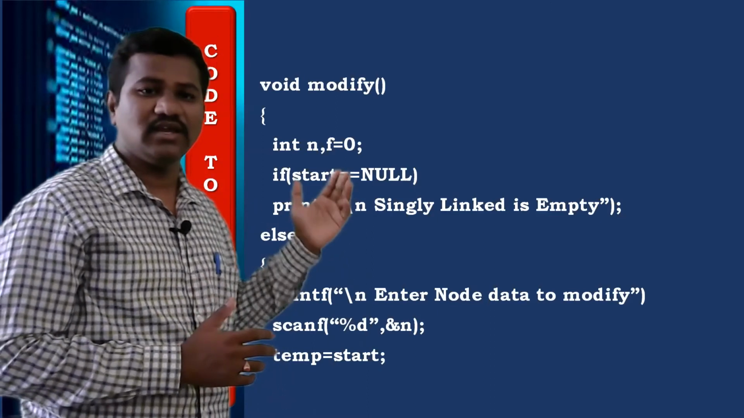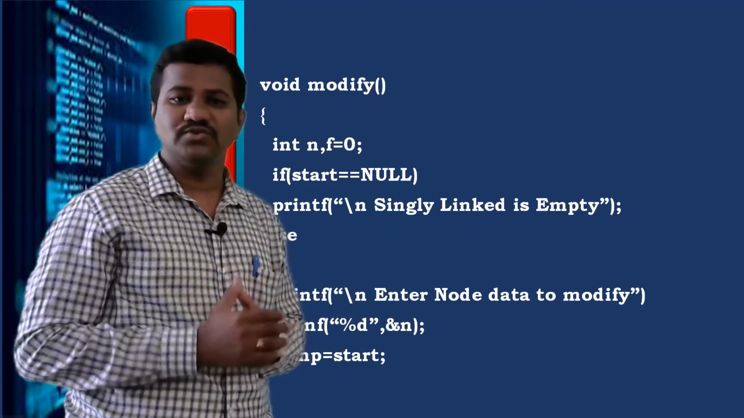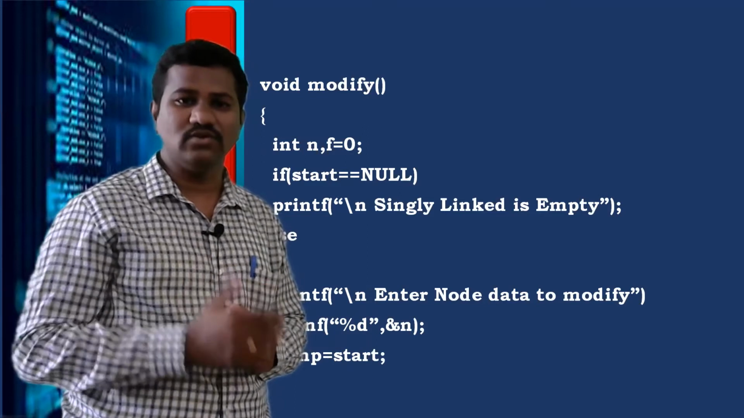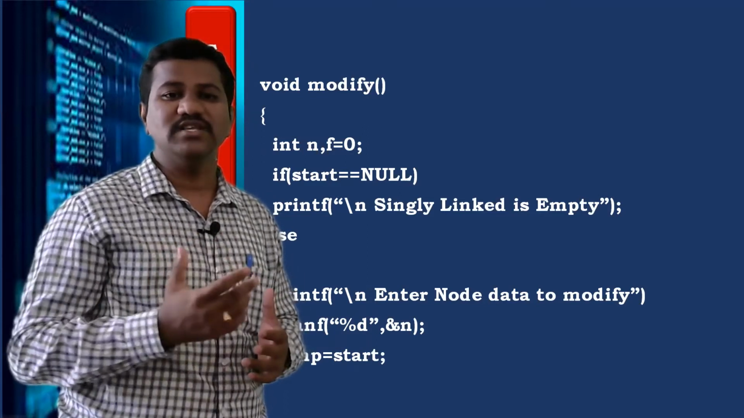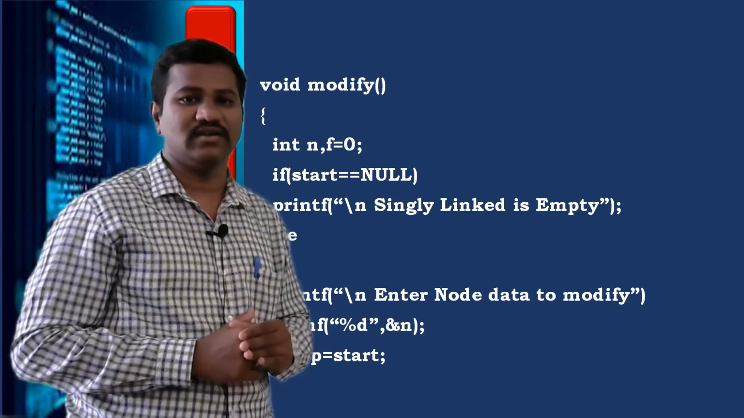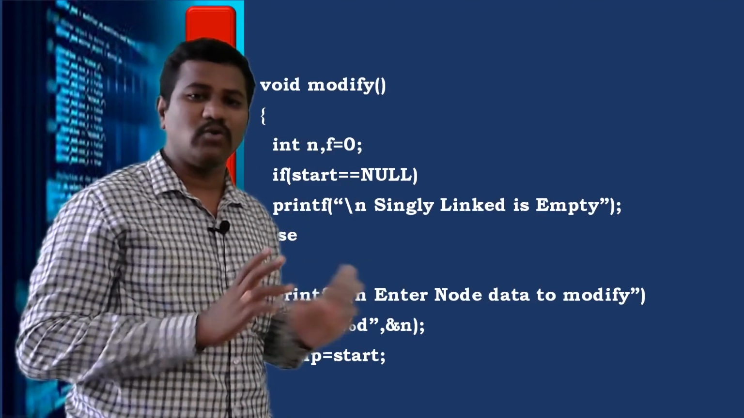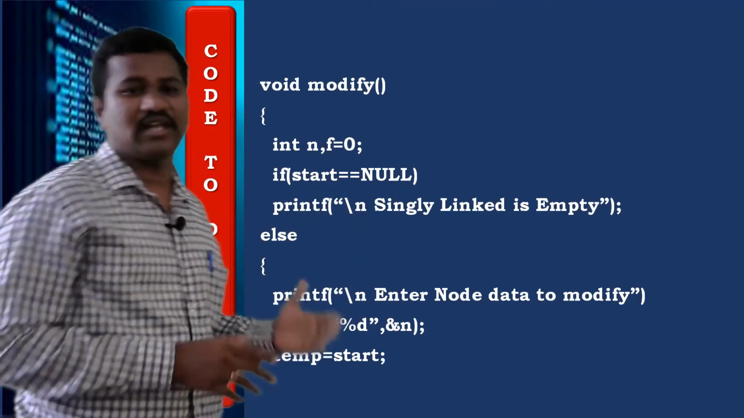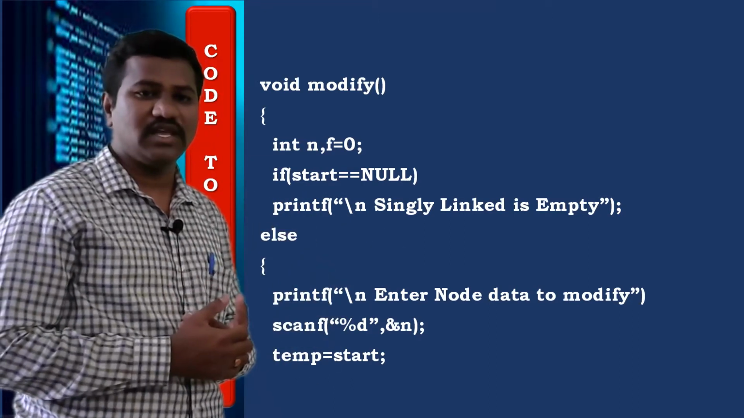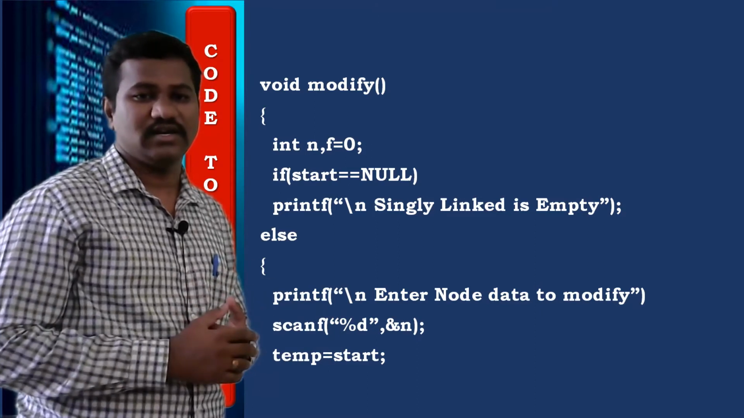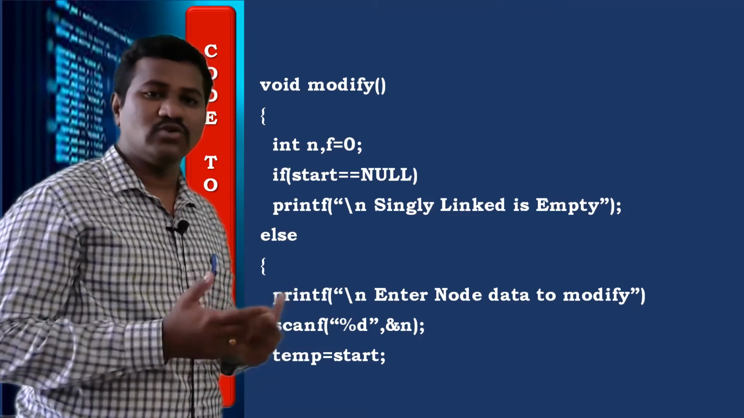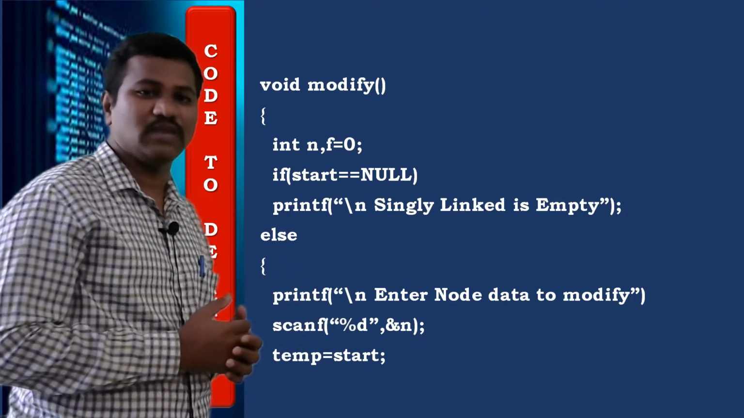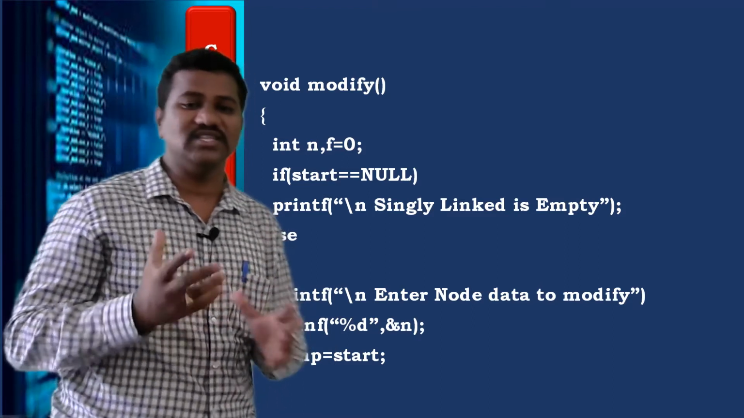Right here, I'm taking the same n, which is used to accept the value from the user, and f, which I'm going to assign the value 0. If I find the element in the list, I'm going to make the value of f as 1. If start equal to null, I'm going to print a message that the single linked list is empty. If that condition is false, it enters the else. If that condition is false, what's the meaning? There are some nodes in the list. Now, if there are some nodes in the list, I need to ask the user to enter which node data they want to modify, and I'm going to accept that info with scanf.